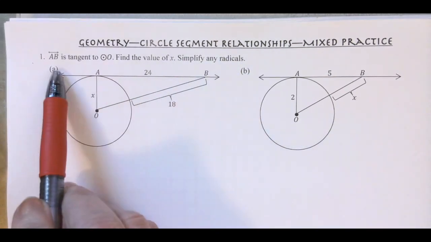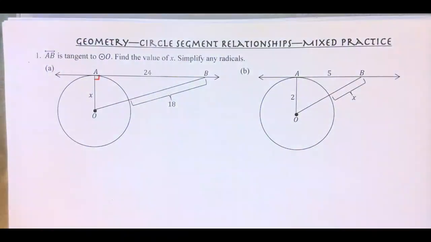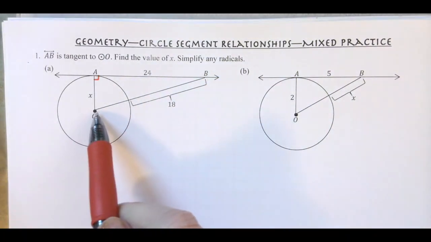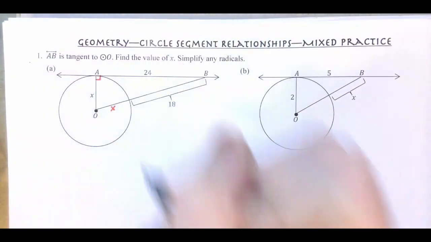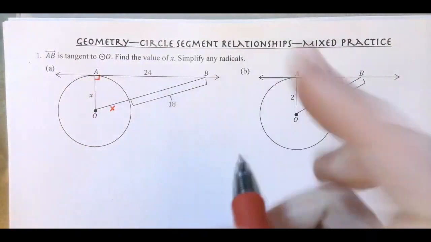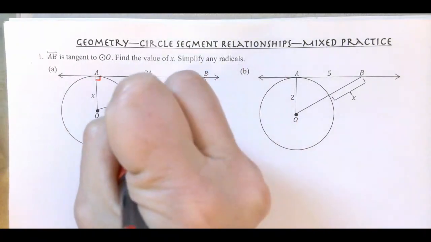Okay, so anytime we see a tangent line and a radius, we know that those pathways run perpendicular, gives us a right angle right there. And we know that any radius is going to match any other radius inside of the same circle. So I have X right here. So this whole side right here must be X plus 18.